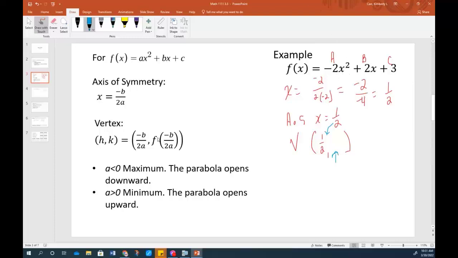You can see on the left here it says f of the opposite of b over 2a. Well, I found out the opposite of b over 2a was 1/2. So what I'm going to do is find f of 1/2, which means I'm going to plug 1/2 into that original equation. So I get -2 times 1/2 squared plus 2 times 1/2 plus 3. And you want to simplify that.